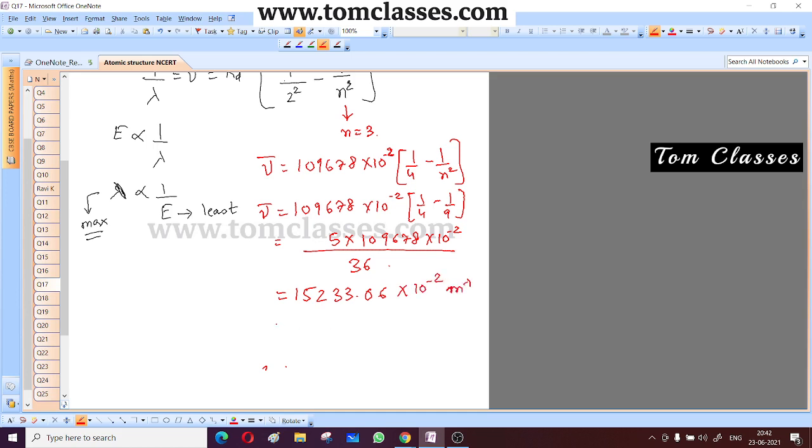Or you can say it is 1.5233 into 10 to the power 4, into 10 square, meter inverse, right? That is what it is. Yes, is that okay? Yes, Anshu, is that okay? Is that correct?